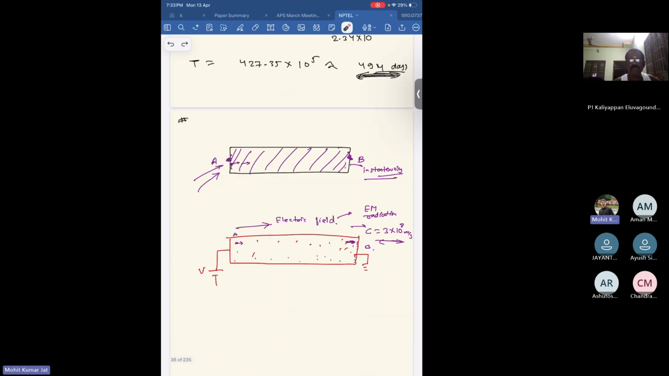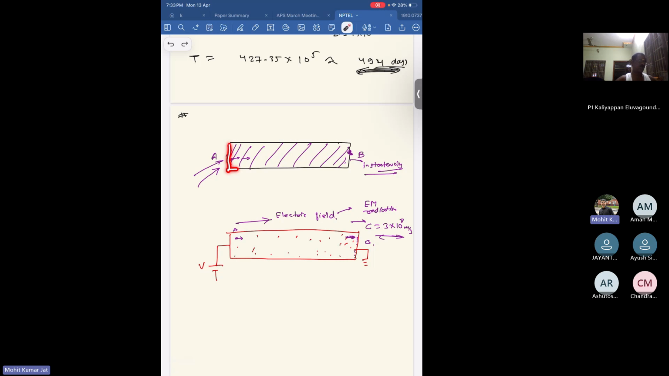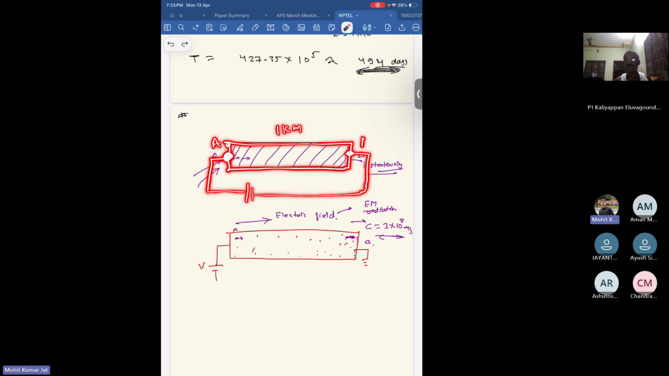So if you have a 1 kilometer long copper wire and you apply a voltage of 6 volts between these two points, this electron from point A to point B will take around 494 days, which is more than a year, right? It's roughly 1.3 to 1.5 years of time.